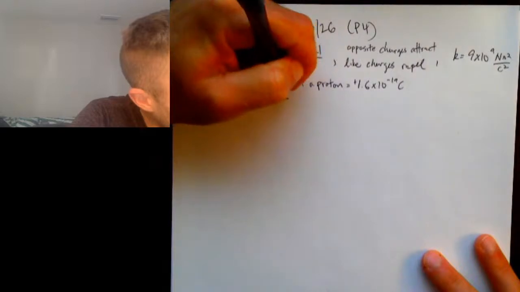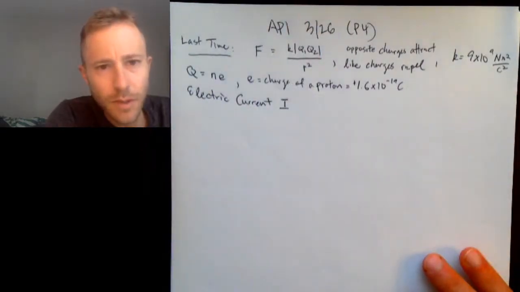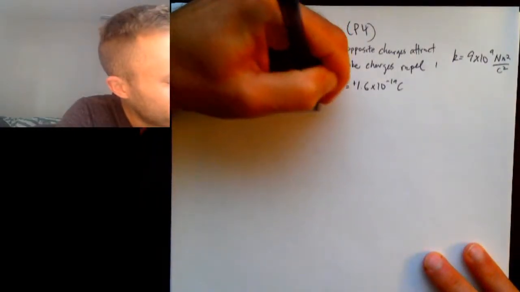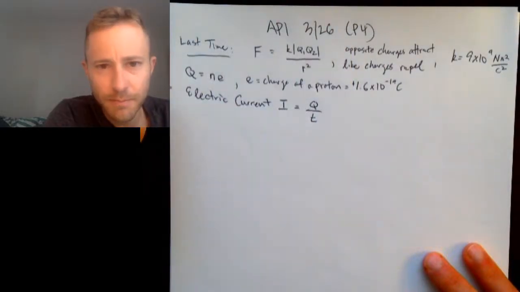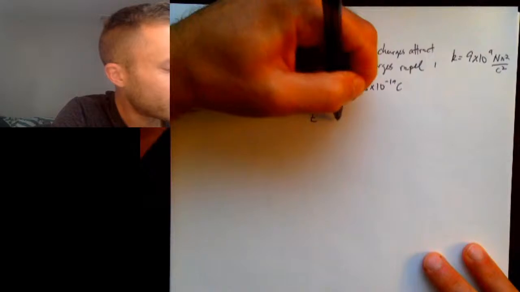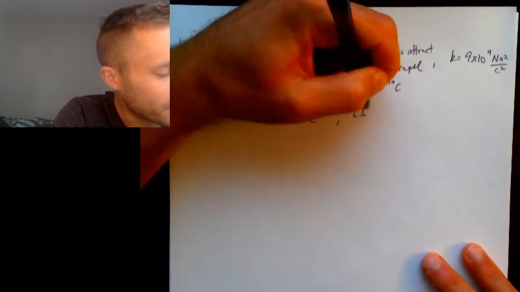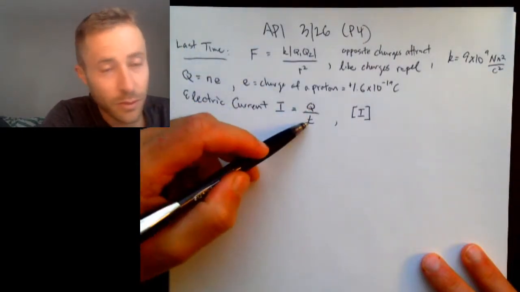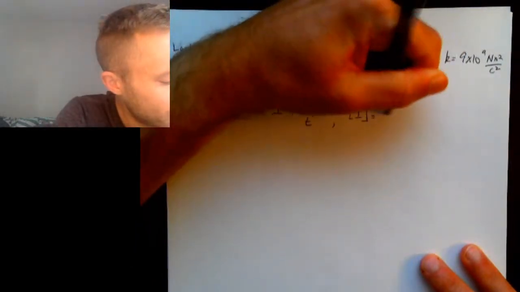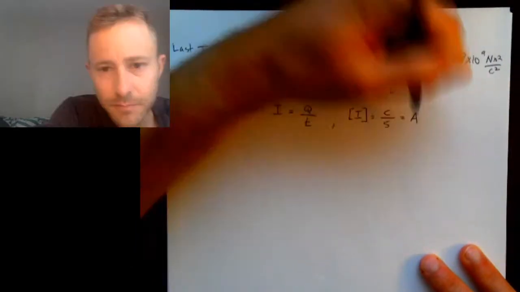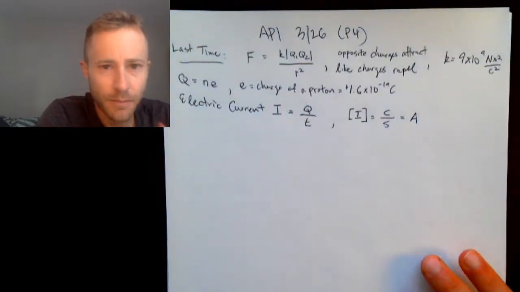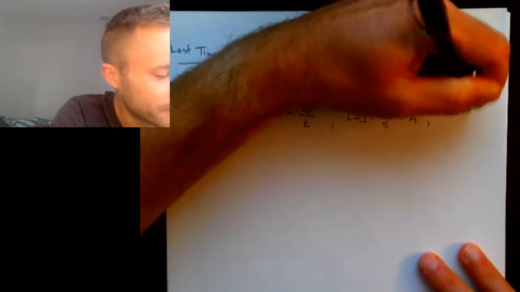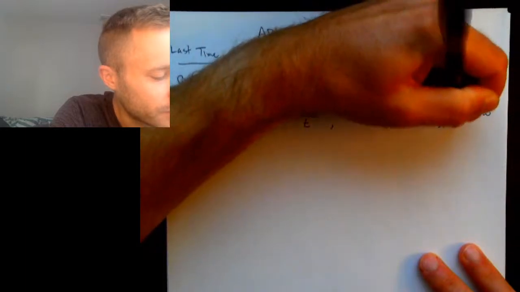which is denoted by I. And the electric current is the charge that flows divided by the time it took to flow. The units of electric current are, well, if we just look at this, coulombs per second, which is called the amp, abbreviated A. So electric current is the rate of flow of charge.